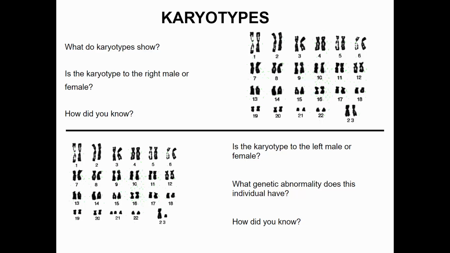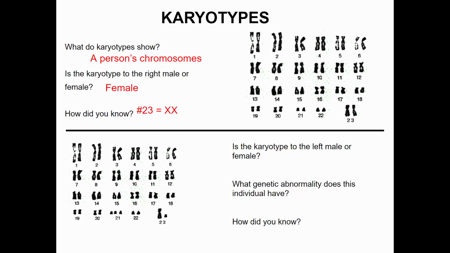This karyotype. Male or female? How do you know? They're not labeled, no letters. Because they're the same. You know by the 23rd chromosome.